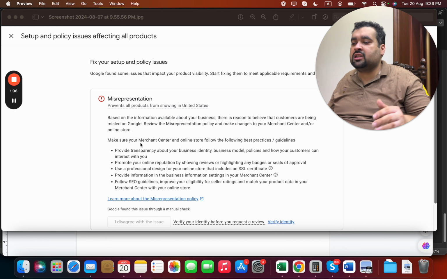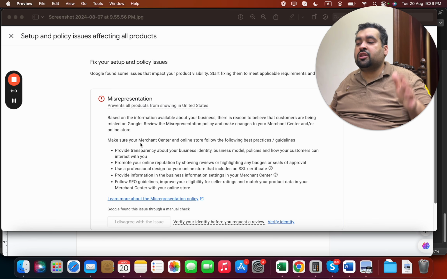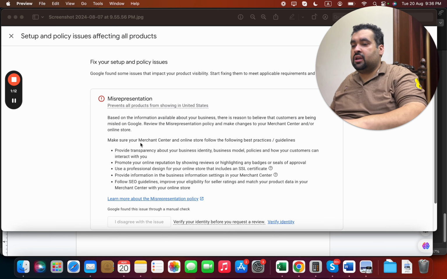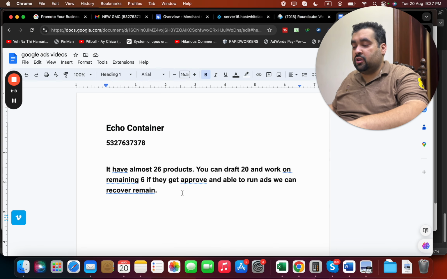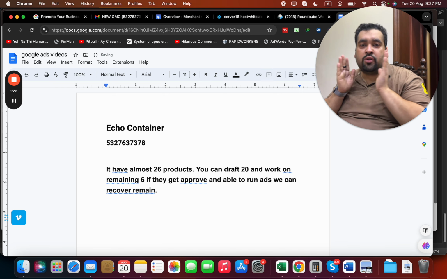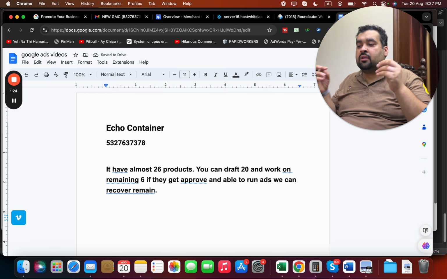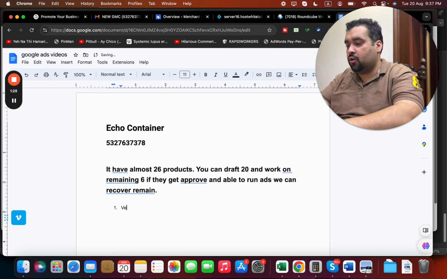And follow SEO guidelines, improve your eligibility for seller ratings, and match your product data in your Merchant Center with your own online store. You can see over here that the account needed verification of your identity as well. So the first audit was to verify, and the client said that there are 26 products, and you can draft 20 and run 6 and make them approved. So the first thing was to verify your identity.